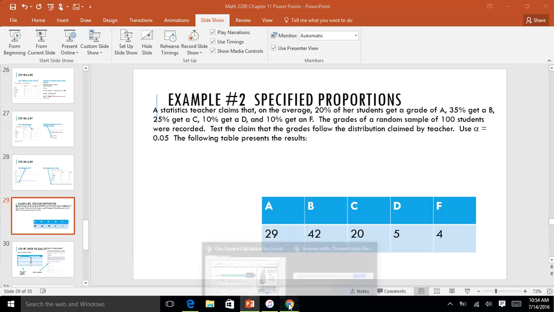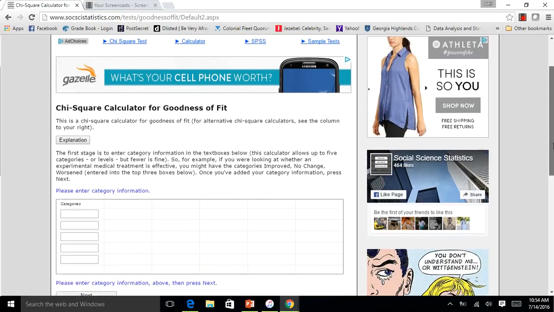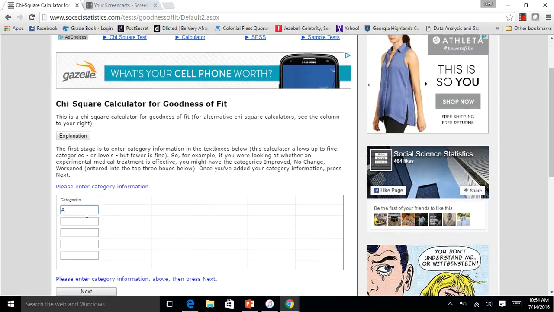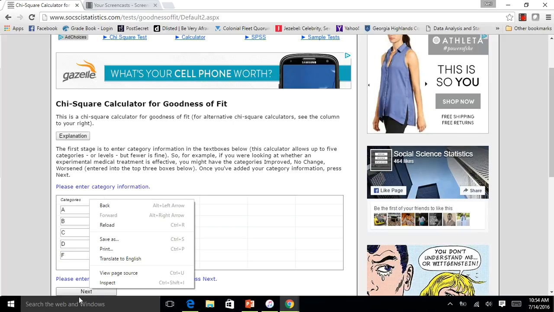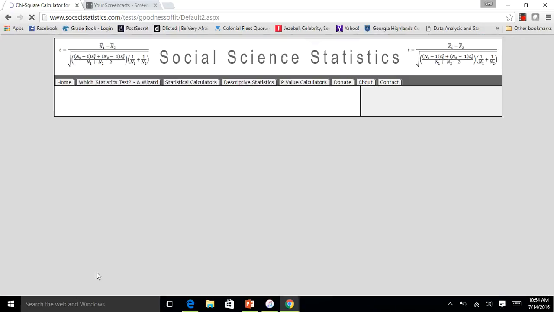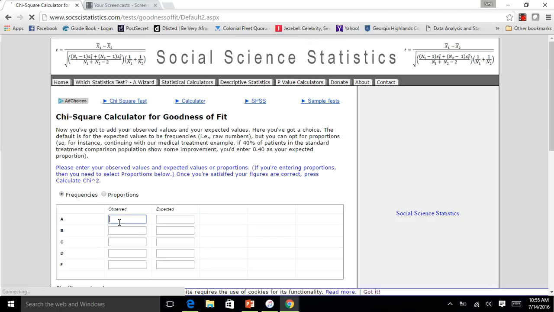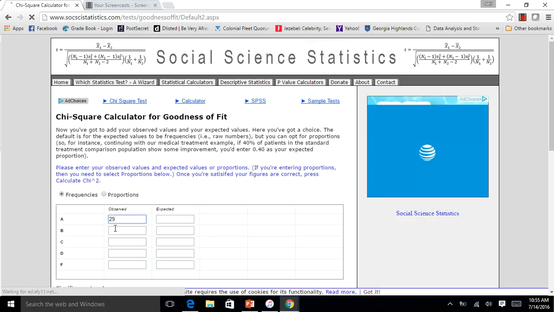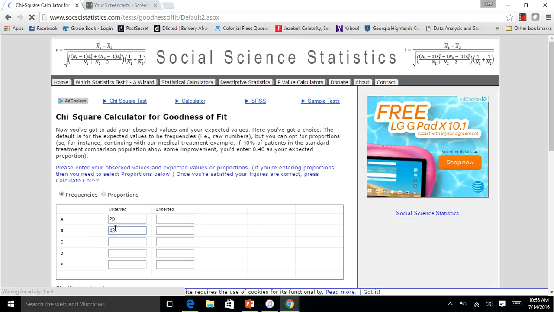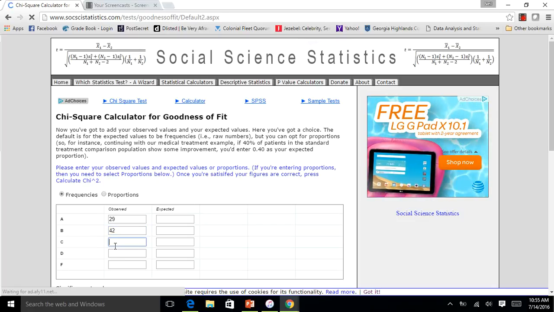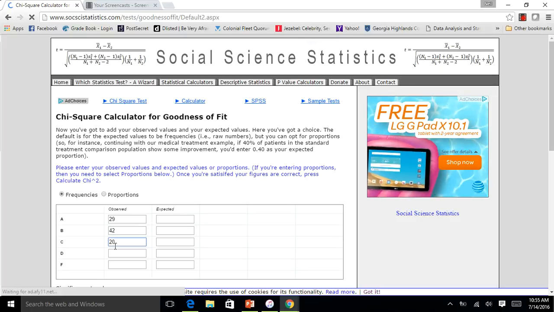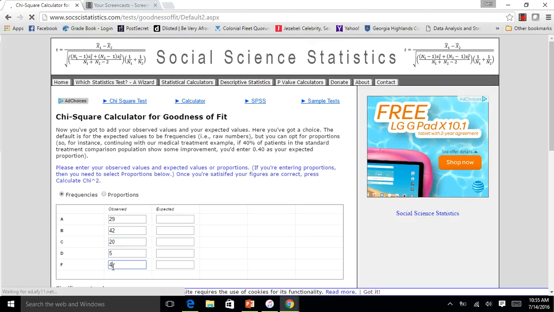So let's go back to the site, and I'm going to put that in. All right, so my categories are A, B, C, D, and F, okay? And then I hit next. Okay, then my observed was 29 A's, 42 B's, 20 C's, 5 D's, and 4 F's.